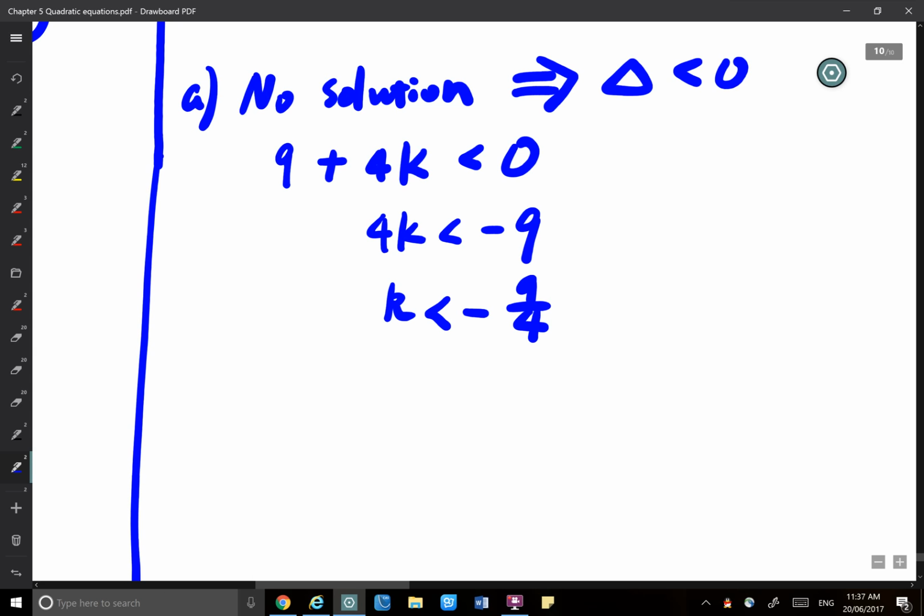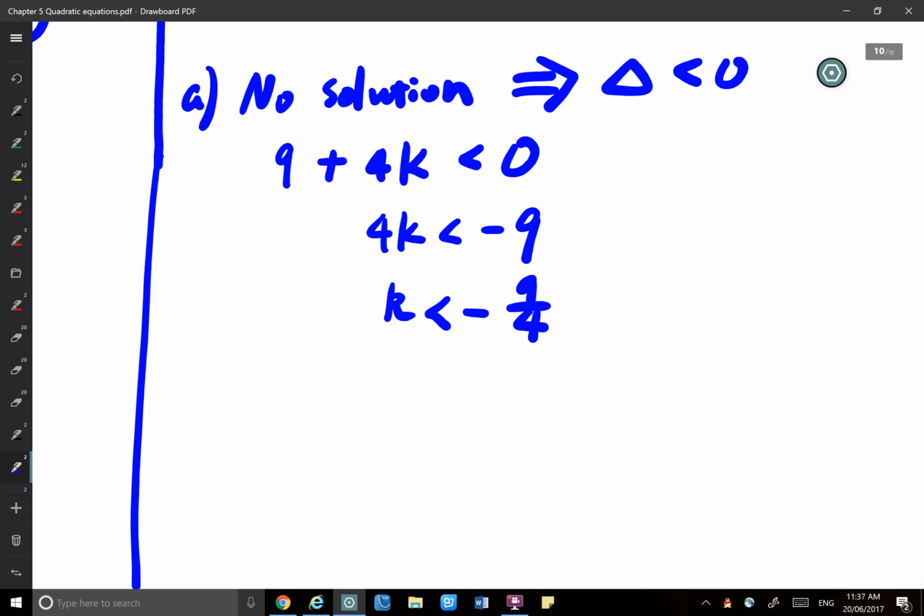Does that make sense? Yes? I need discriminant less than 0 to have no solution. Well, it's going backwards: with discriminant less than 0, I will have no solution. Now I want no solution, so I need to see what k value can give me discriminant less than 0.